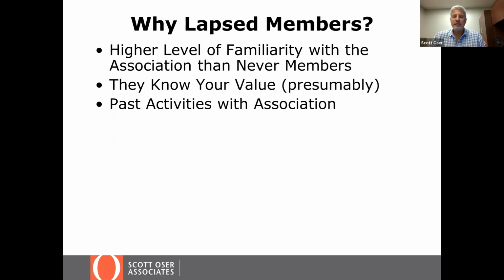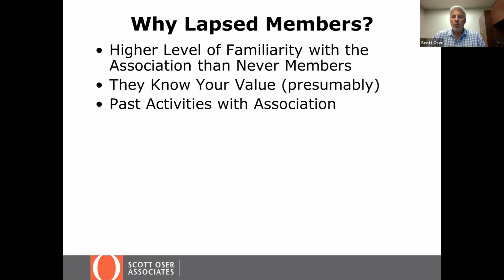They have some past activities with the association. This is important from just an awareness perspective, sort of like in bullet one, they have a higher level of familiarity with the association, but it also can help you in your marketing. It can help you in your outreach. If you know that lapsed members have utilized certain products, certain services, have volunteered, have done any of those kind of things, you can use that to target your messages to your lapsed members. And you can say to them, hey, you did this in the past, you did that, you took advantage of this, all of those sort of things.